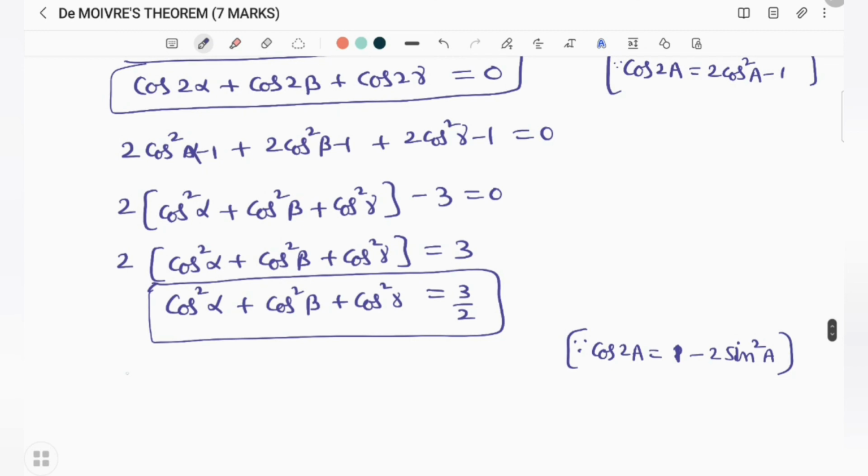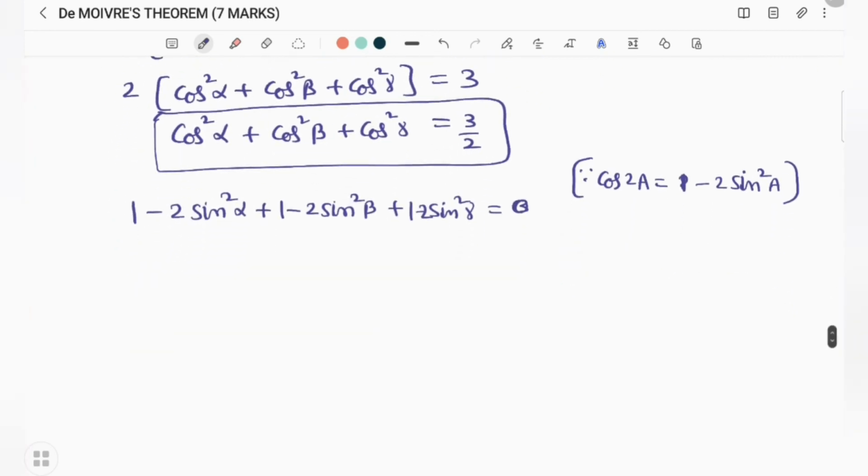1 − 2 sin² α, 1 − 2 sin² β, 1 − 2 sin² γ is equal to 0. Now 1 + 1 + 1 is 3, minus 2 take common, sin² α + sin² β + sin² γ is equal to 3, 0. These values we can take this side.